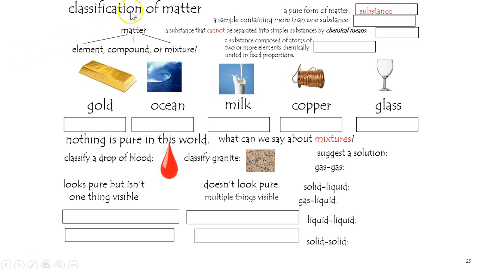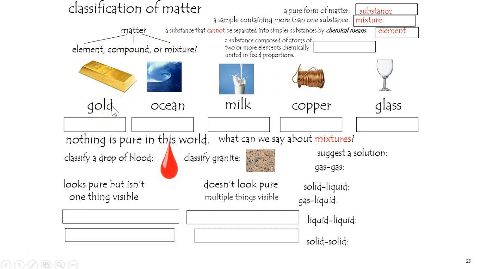Let's classify matter. If it's pure, we can call that a substance. Now that might be an element, it might be a molecule, but it is a pure form of matter. If you have a sample that has more than one substance, well, it has to be a mixture. And if you happen to have a nice pure substance and you cannot decompose it further using chemical means, well, that must be an element. Let's think about forms of matter and whether they can be classified as elements, compounds, or mixtures.